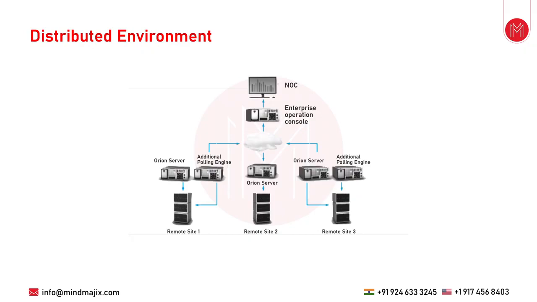If we want to scale, to share the web load of the increased web load, we can use an additional web server. In order to increase the polling capacity of the infrastructure, we can use an additional polling engine. It also provides high availability. Suppose any of the additional polling engines or the Orion server goes down. In order to minimize the downtime of this particular polling, we can install another high availability server, such that till the main server comes up, the high availability server can play the role of this Orion server.